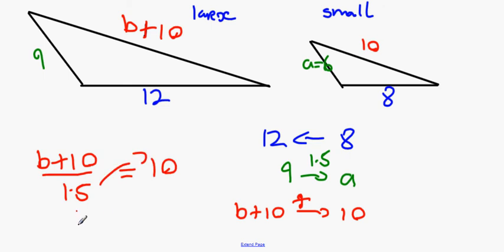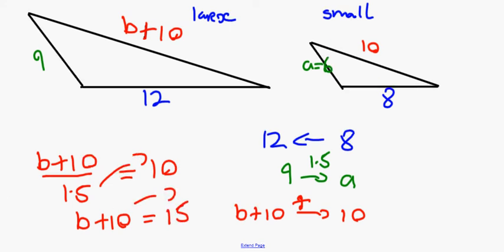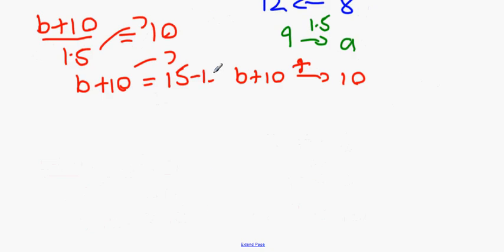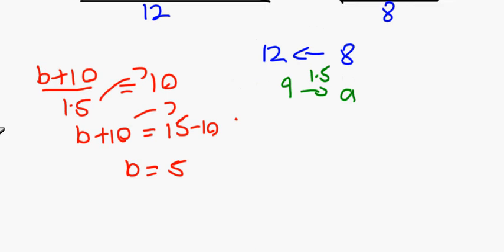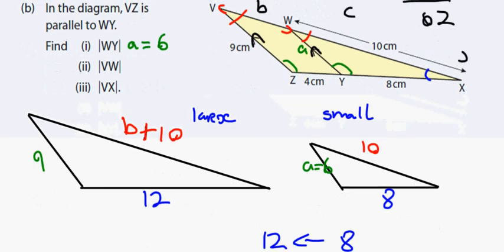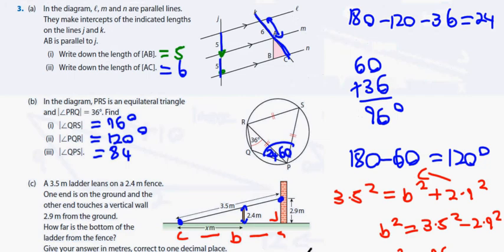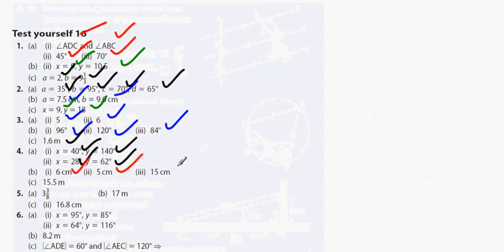Cross multiply by 1.5. B plus 10 equals 1.5 times 10, which is 15. Bring the 10 over, it becomes a minus 10. And B therefore equals 5. So B is equal to 5. Okay. So this makes this part here 5. Phi W, which is B, equals 5. This makes Phi X 15. So we're going to go for 6, 5 and 15. Let's hope we're right. 6 centimeters, 5 centimeters, 15 centimeters.